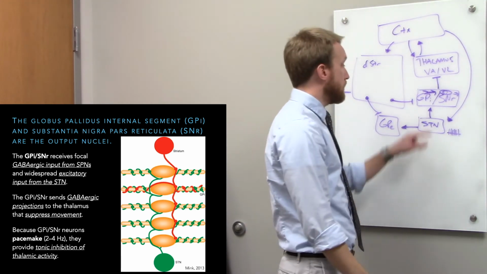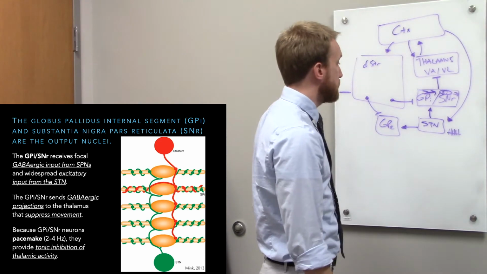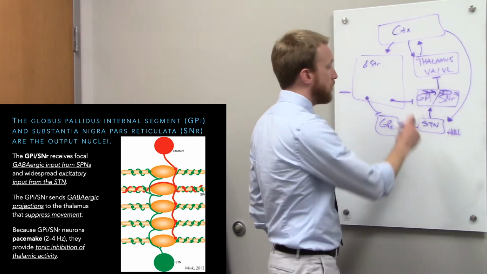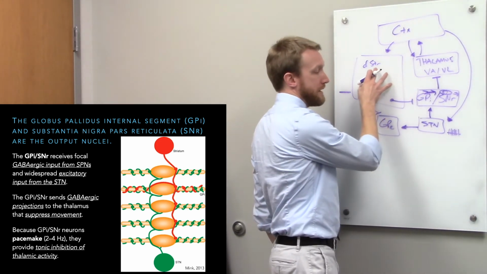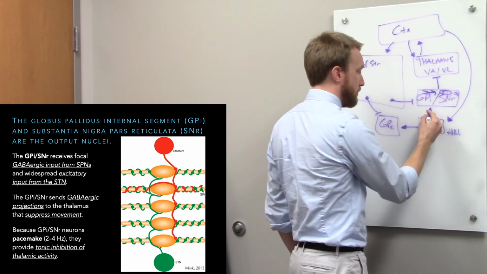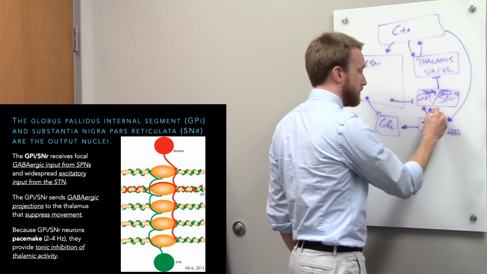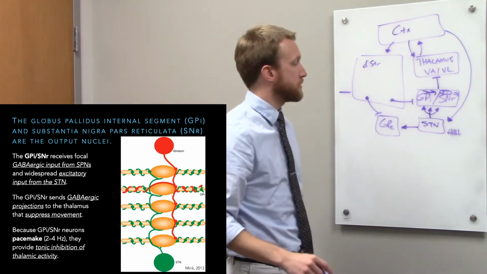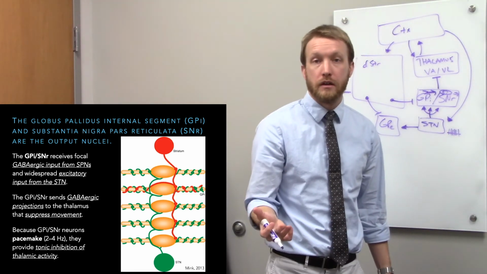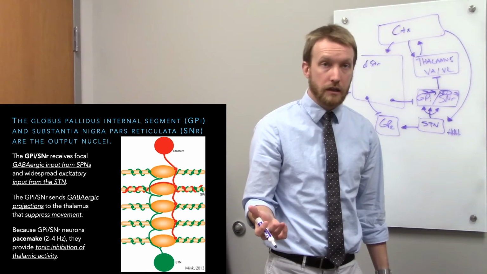So, here in the GPI and SNR, we're going to get focal input from the striatum. This thing's massive. The STN, which is small, is going to provide more diffuse input. And we'll circle back to this in the end, whenever we put the basal ganglia together.